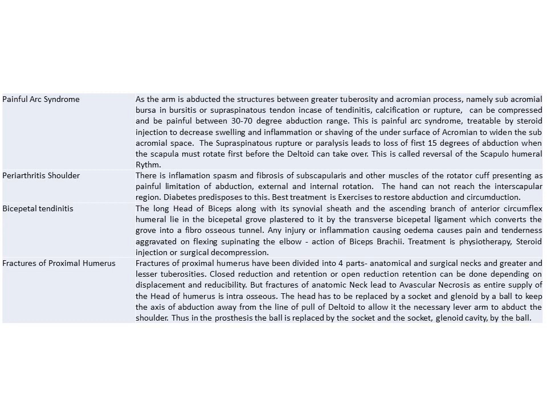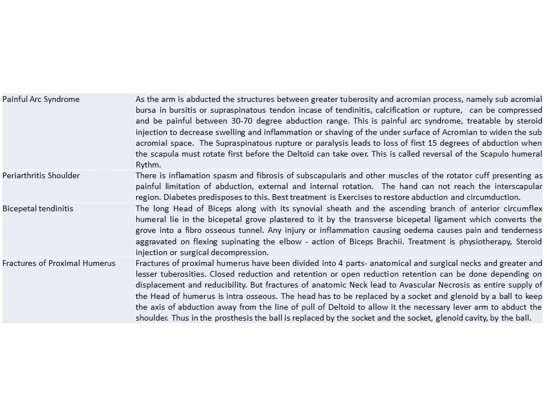The supraspinatus rupture or paralysis leads to loss of the first 15 degrees of abduction, when the scapula must rotate first before the deltoid can take over. This is called the reversal of the scapulohumeral rhythm.